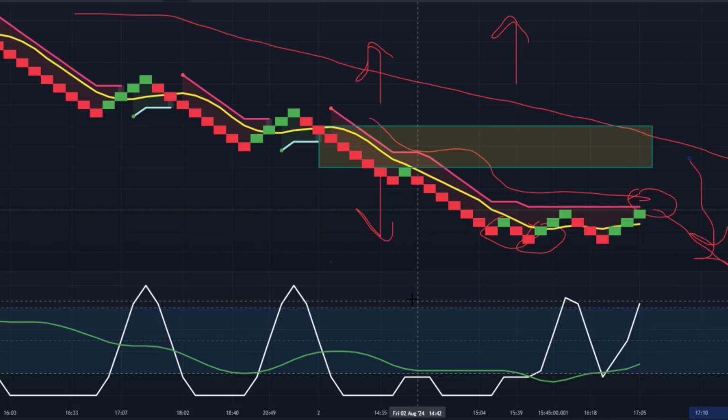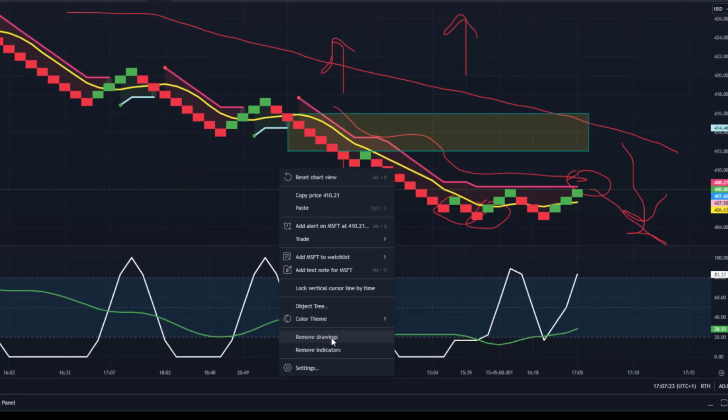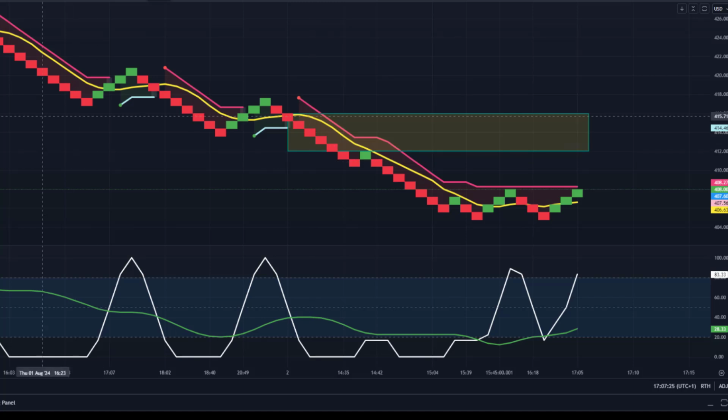Where am I going to put my stop loss? Well, let's just clear the mess away there. There we go. In this example, we're in here. What I do is put my stop loss just the other side of the box there, and that gives us our risk for the trade.